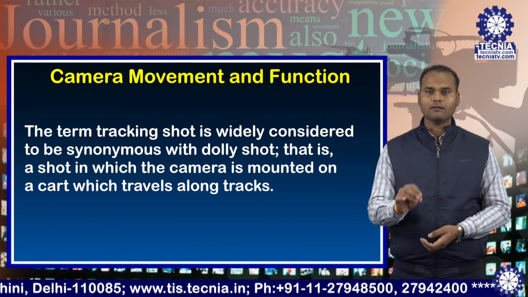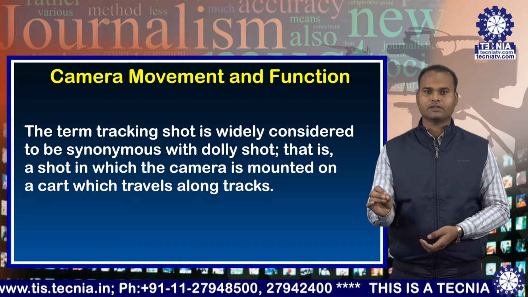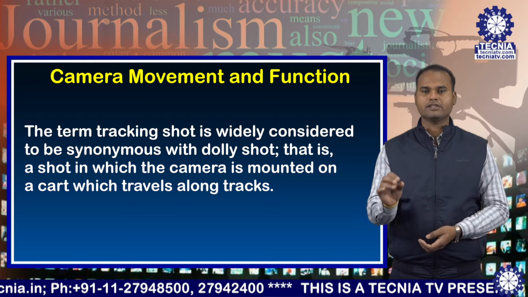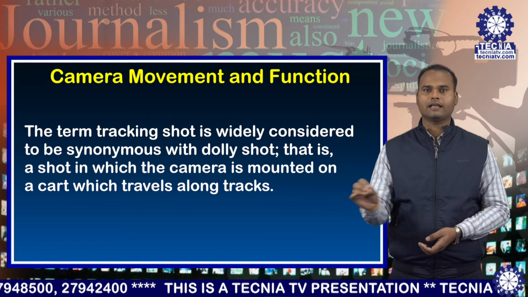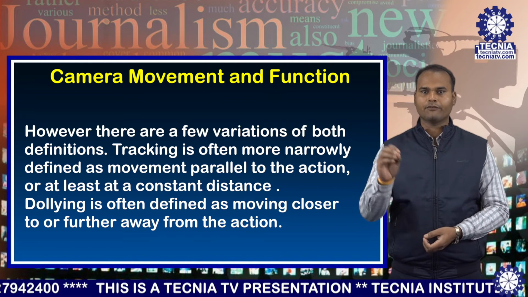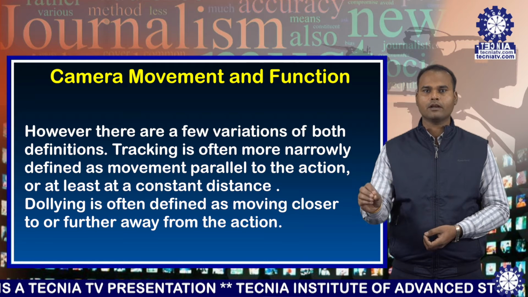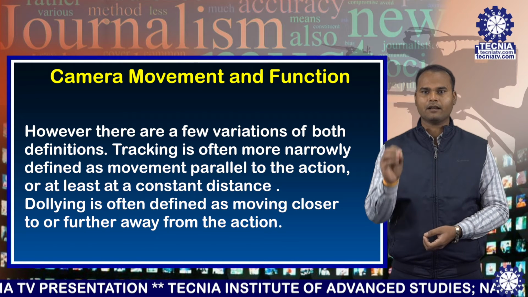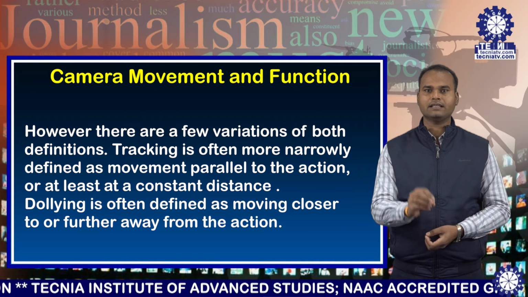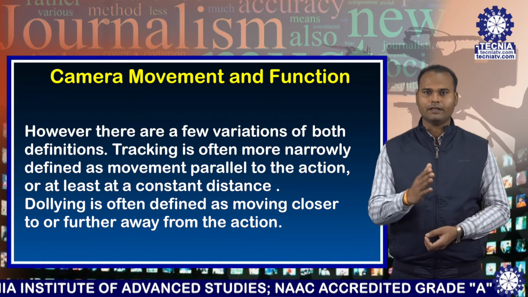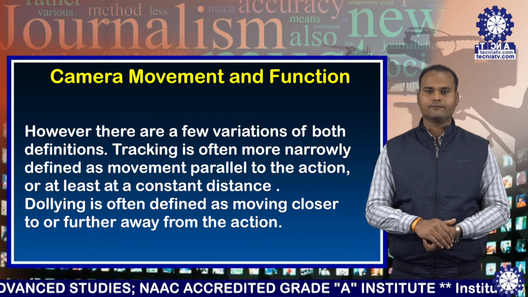Tracking. The term tracking shot is widely considered to be synonymous with dolly shots. That is a shot in which the camera is mounted on a cart which travels along tracks. However, there are a few variations of both definitions. Tracking is often more narrowly defined as a movement parallel to the action, or at least at a constant distance. Dollying is often defined as moving closer to or further away from the action.